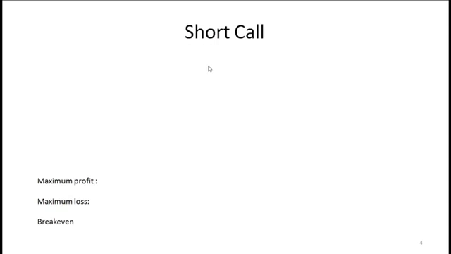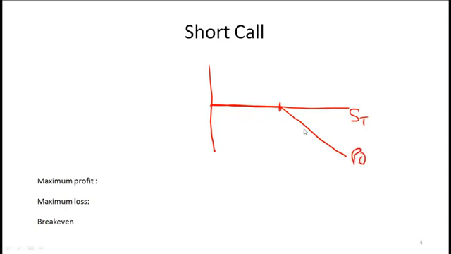Next we'll talk about a short call, and again let's start by doing the payoff diagram for the short call. The payoff diagram, as you've seen in earlier reading, for a short call is simply the mirror image of the long call. So if this is our strike price of 25, then again we will assume that C0 is equal to 3 and X is equal to 25.